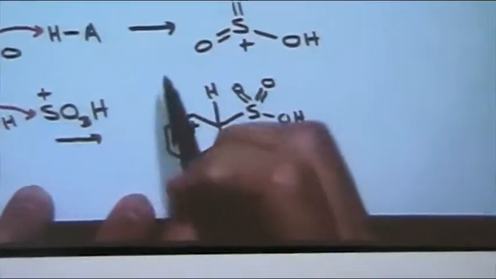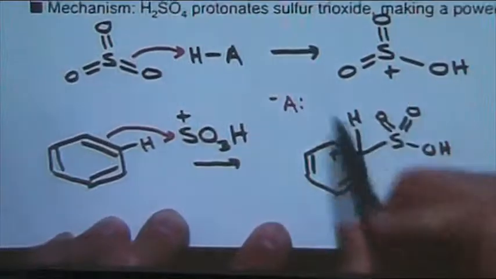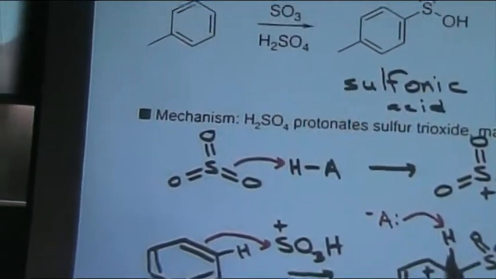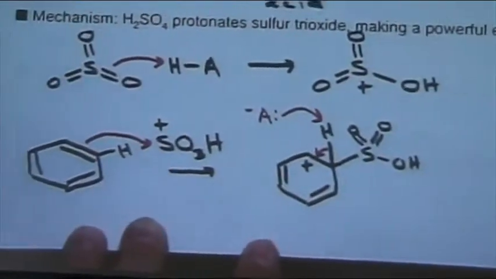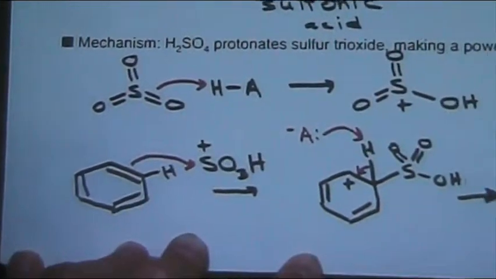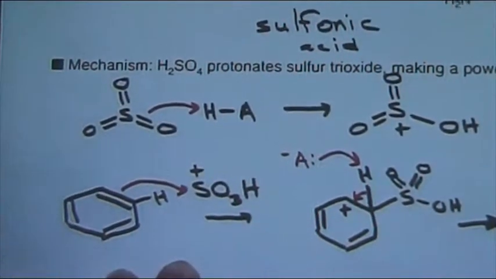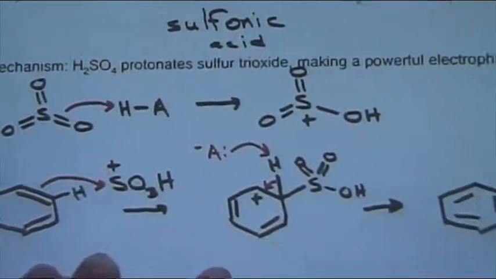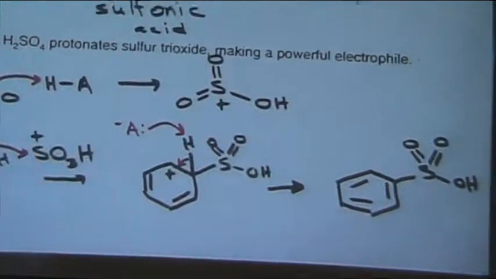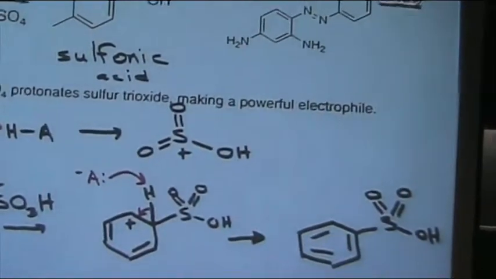And then something present in your solution, and we don't have to be particular about what, pulls this proton off and allows this system to regain aromaticity. There we go. So now we're back to an aromatic ring system. And there's our sulfonic acid product. So that's how you make carbon-sulfur bonds. And again, this is reaction number 4. It's not as powerful as reactions number 1 through 3, but the book covers that sort of third in this sequence of reactions that it covers.